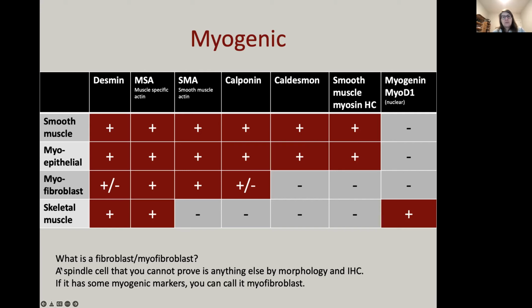Okay, so when you're thinking about these things, I like to put this note in here. What is a fibroblast or myofibroblast? That's basically a spindle cell, right? That has those characteristic morphologic features. You cannot prove it as anything else, either by morphology or immunohistochemistry. If it has some myogenic markers, like a little bit of SMA, you can call it a myofibroblast instead of a fibroblast, okay?